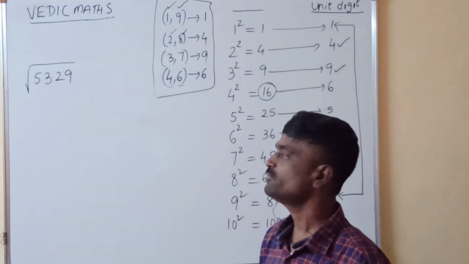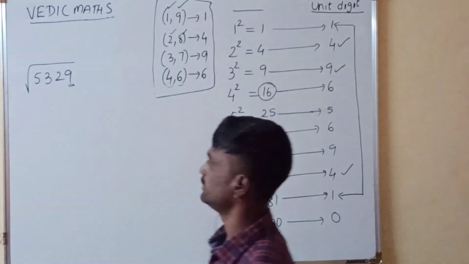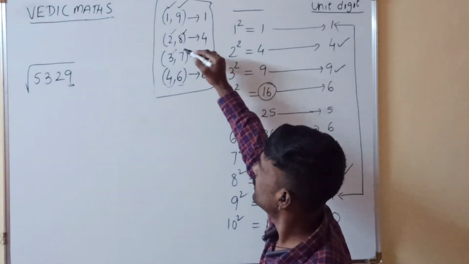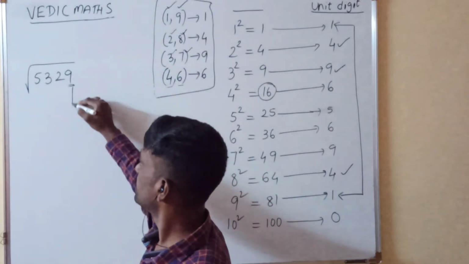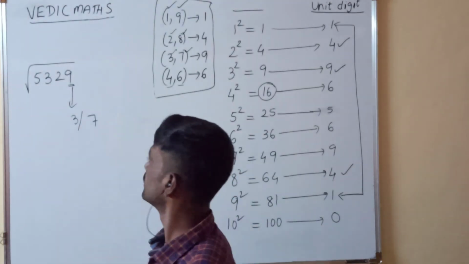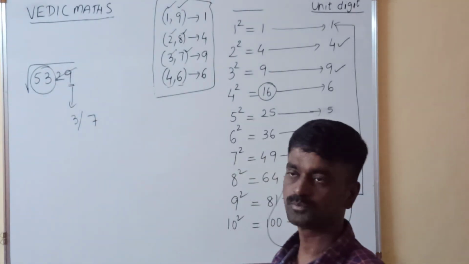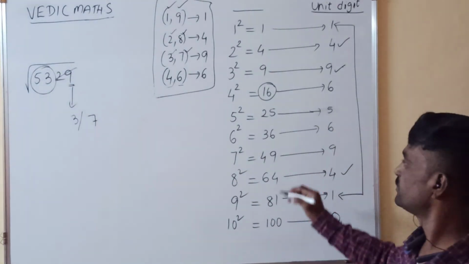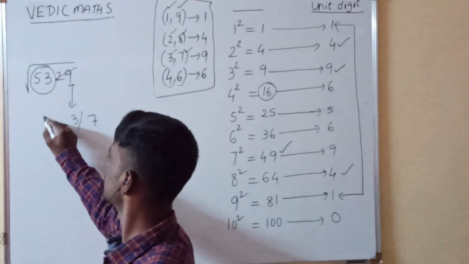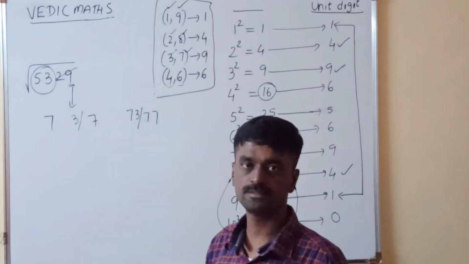So next problem, square root of 5329. What is the last digit in the given number? 9. Then the last digit in the answer will be either 3 or 7. So cancel the last two numbers. Then what is the number left here? 53. So what is the perfect square just before 53? 49. And what is its square root? 7. So the answer will be either 73 or 77.